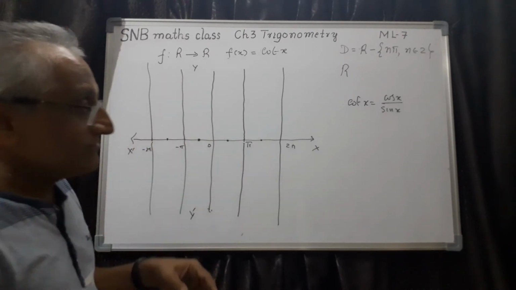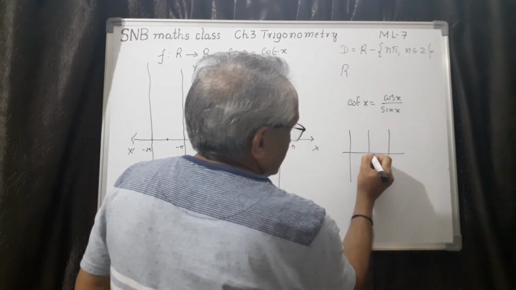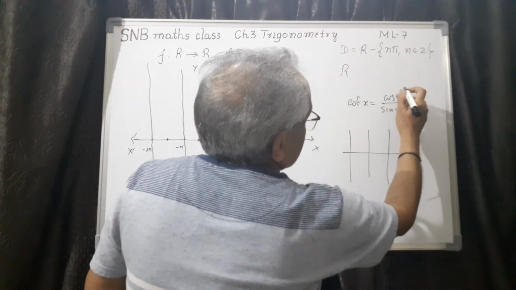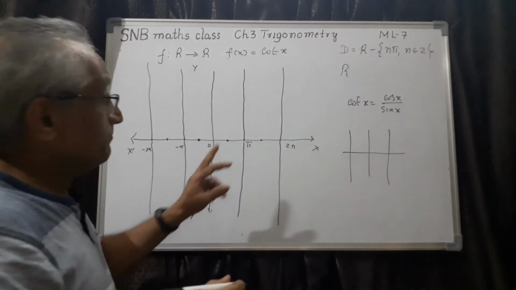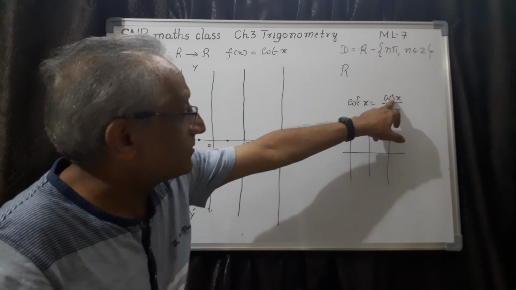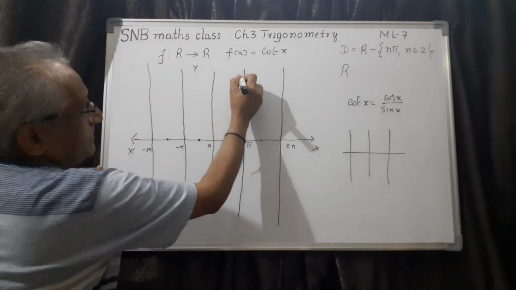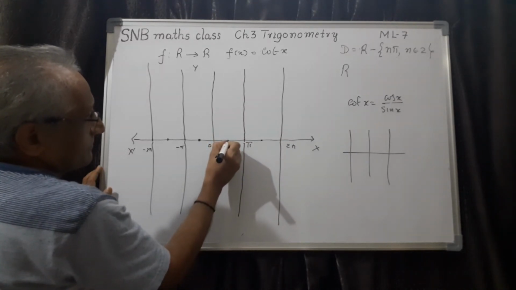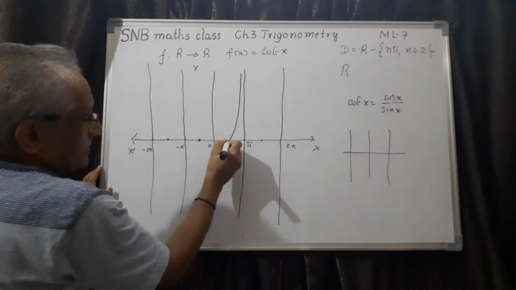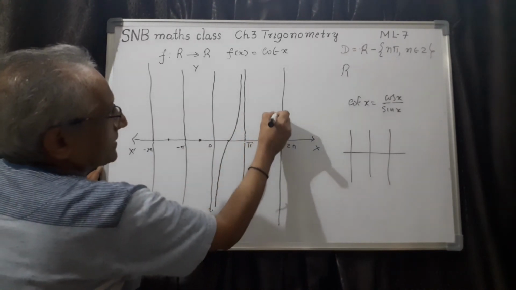What is the nature of the graph? If you remember the tan graph, tan x is sin by cos, and it was cutting at all pi by 2, 0. So here, at all pi by 2, cos is 0, so it cuts at pi by 2. So what happens is, the curve will be like this. It is going like this, then like this, because at 0 it is not defined. Same thing here.